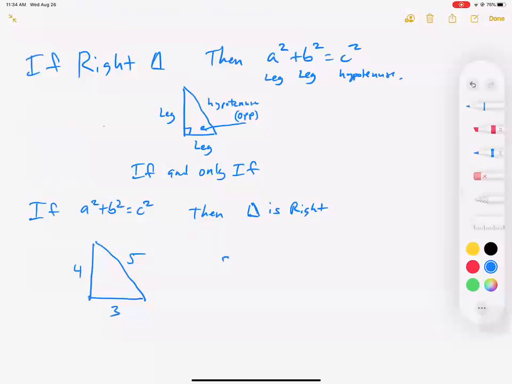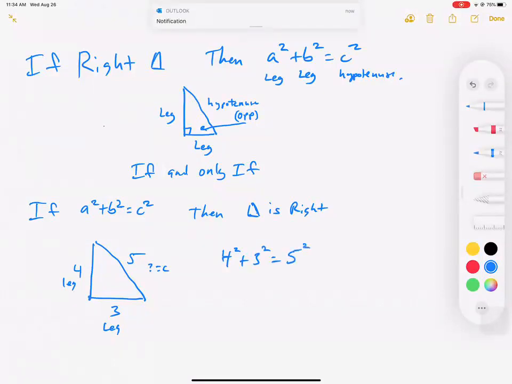One thing that we want to know is that the biggest side is always the hypotenuse for us. And I'll explain that in just a moment. So the leg, and I'm guessing that might be the hypotenuse. So we'll say it's 4 squared plus 3 squared is equal to 5 squared.